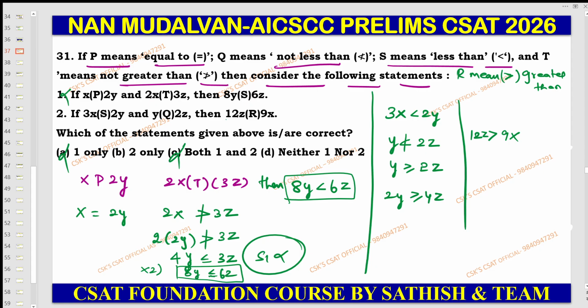Or can we say 9X less than 12Z? So what was provided here? This is not at all possible here, since here 12Y, here 4Z. So therefore statement 2 is not possible, so the second one also fails here. D is the correct answer: neither 1 nor 2. Understood?